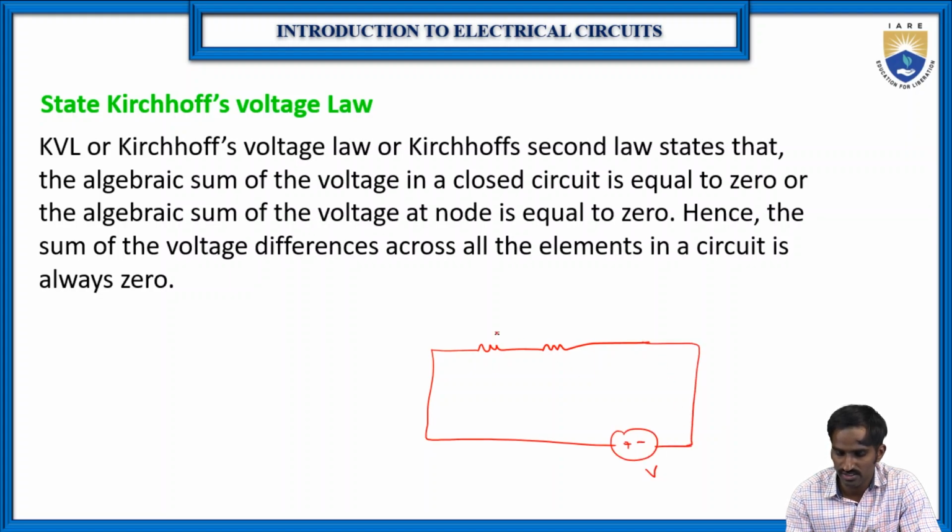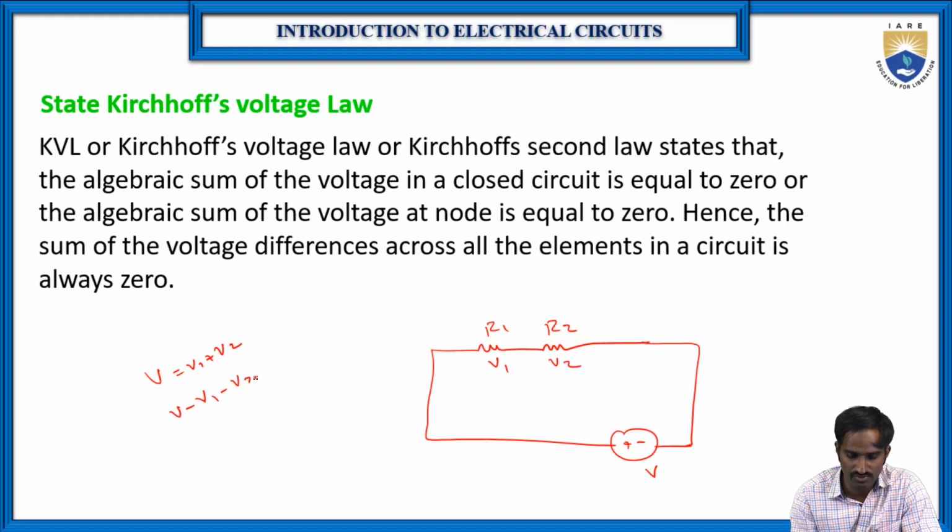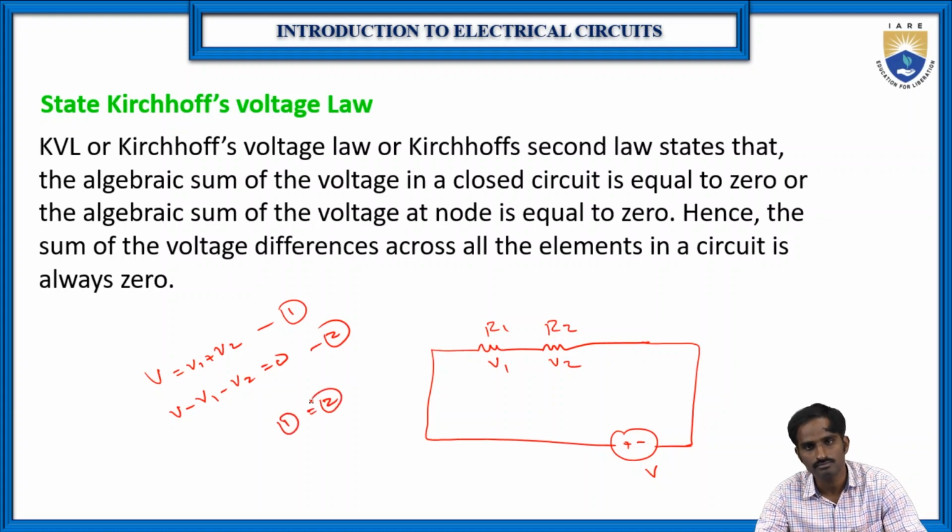Let us consider here V, here R1 and here R2, and here V1 and here V2. According to Kirchhoff's voltage law, V is equal to V1 plus V2, or in other words, V minus V1 minus V2 is equal to 0. Again, these two equations are the same. So this is Kirchhoff's voltage law.